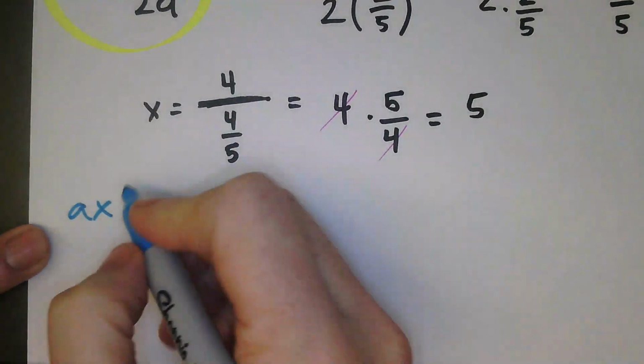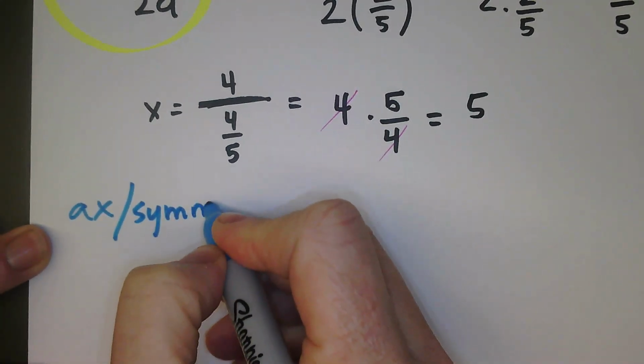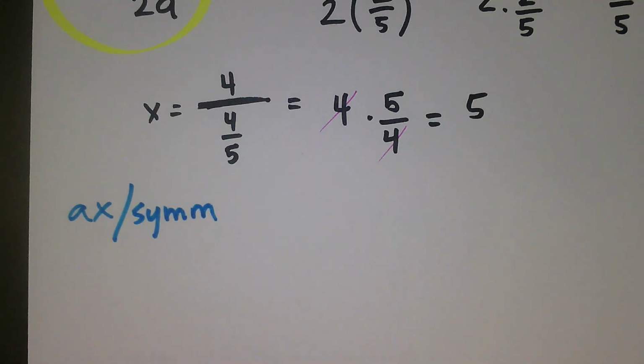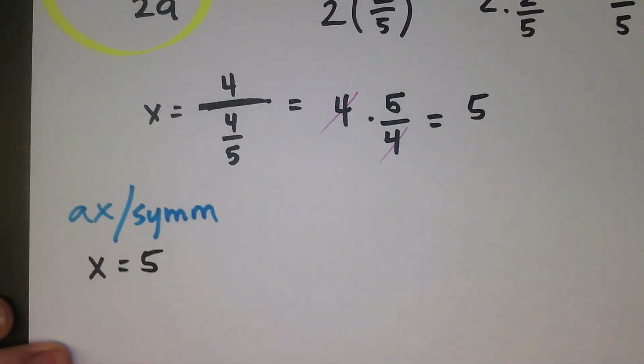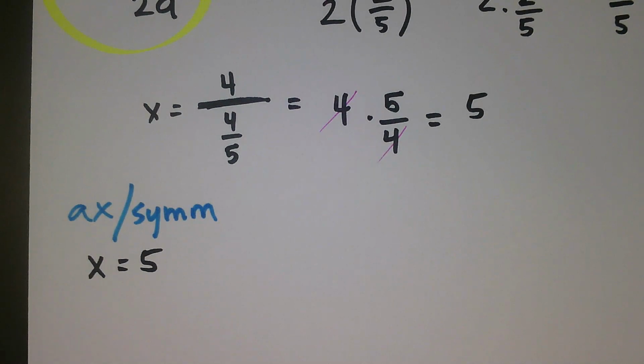Axis of symmetry, and that is going to be x equals 5. It's a vertical line going through 5 on the x-axis. So that's the first answer.